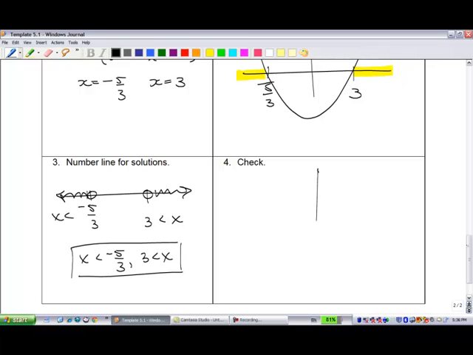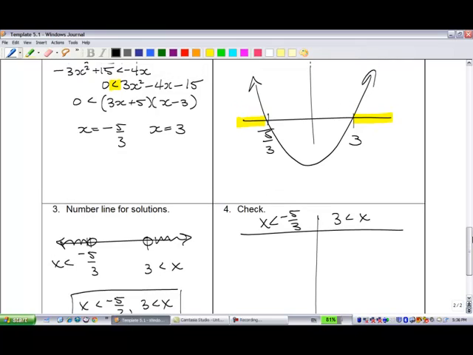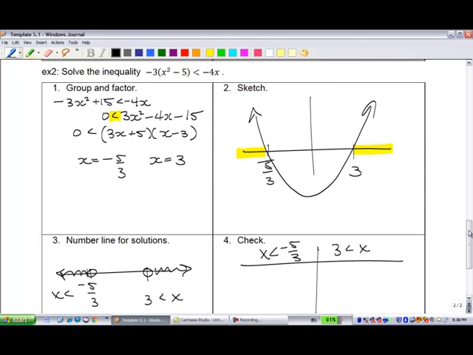Let's go ahead and check this. So we have two cases. We have x less than negative 5/3 and x larger than 3. Let's pick some values. Again, I go with negative 10, 10 a lot. They're nice round numbers, easy to square, that kind of thing. Let's go back to the original equation. 3 times negative 10 all squared minus 5, and I want to find out if that is less than negative 4 times negative 10.